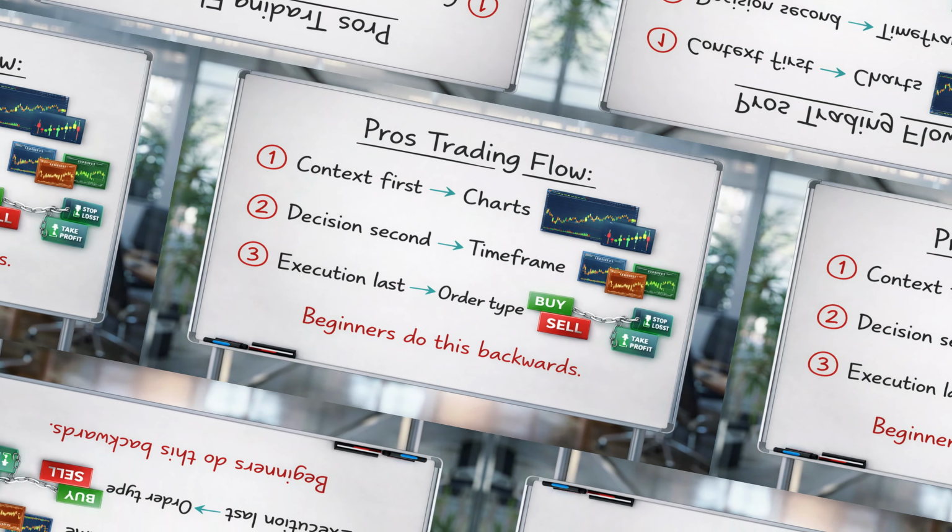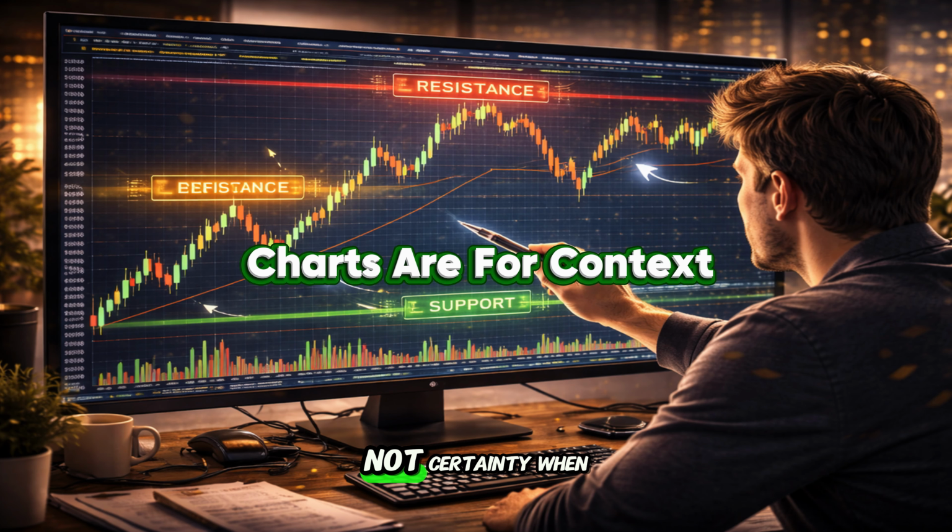Step 1. Use charts for context, not prediction. Most beginners think charts are for predicting the future. That is wrong. Charts exist for context, not certainty.